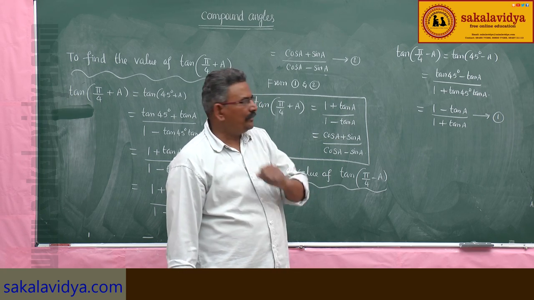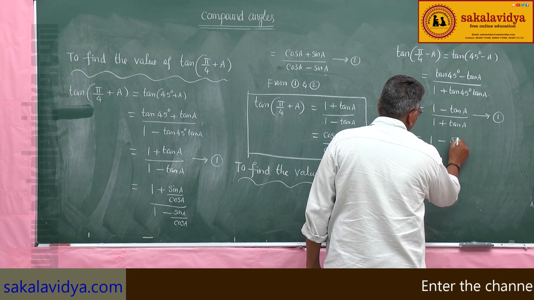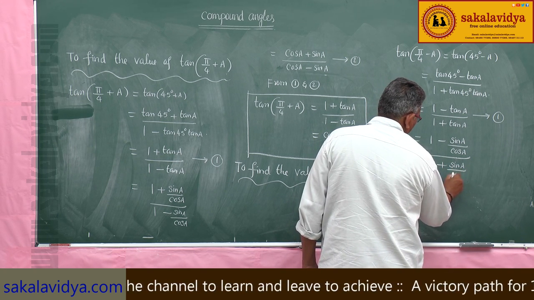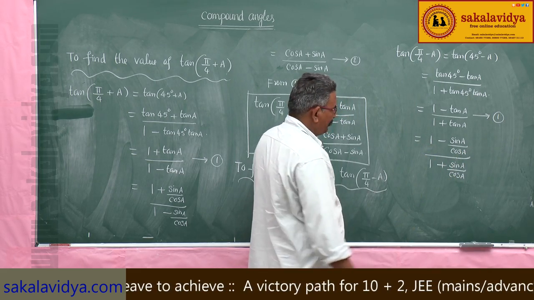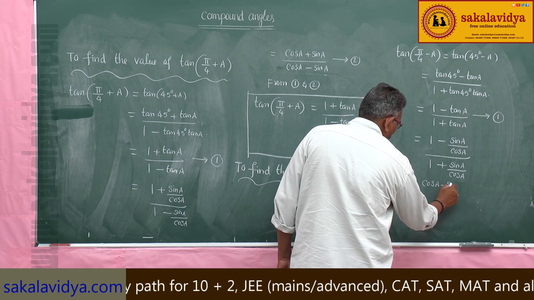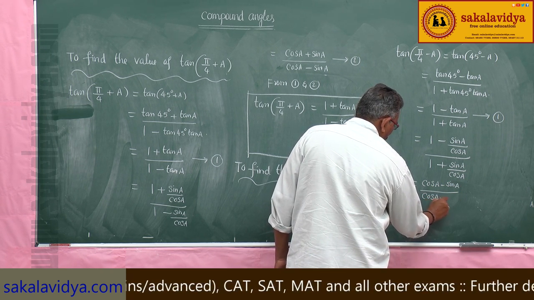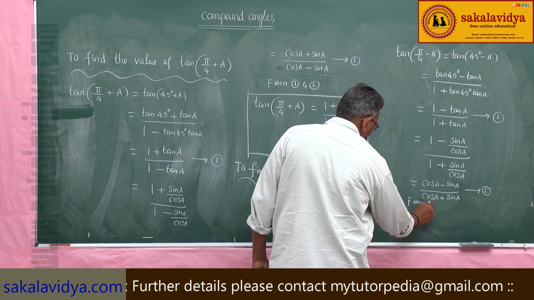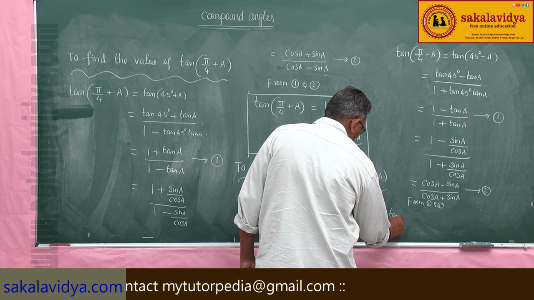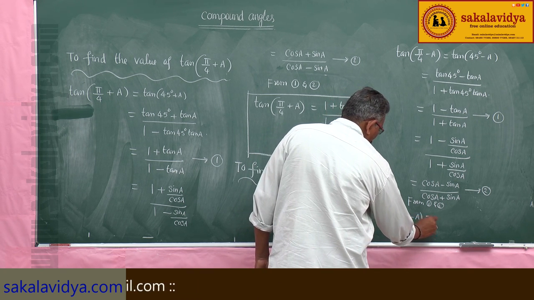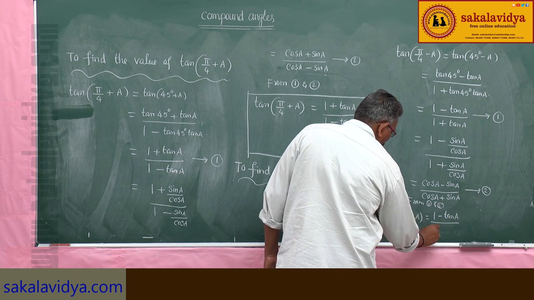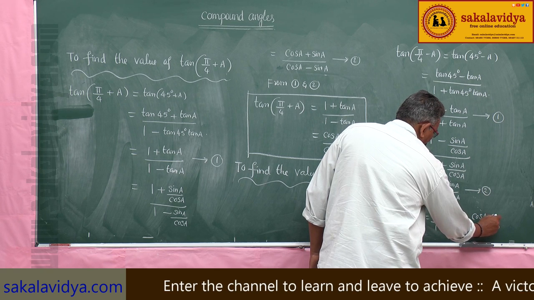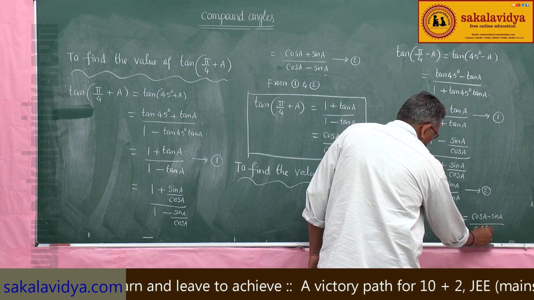Now put tan A equal to sin A by cos A. So 1 minus sin A by cos A by 1 plus sin A by cos A. Here cos A is the LCM, here cos A is the LCM. We get cos A minus sin A by cos A plus sin A. This is 2. Now from 1 and 2, tan pi by 4 minus A is equal to 1 minus tan A by 1 plus tan A, which is equal to cos A minus sin A by cos A plus sin A.